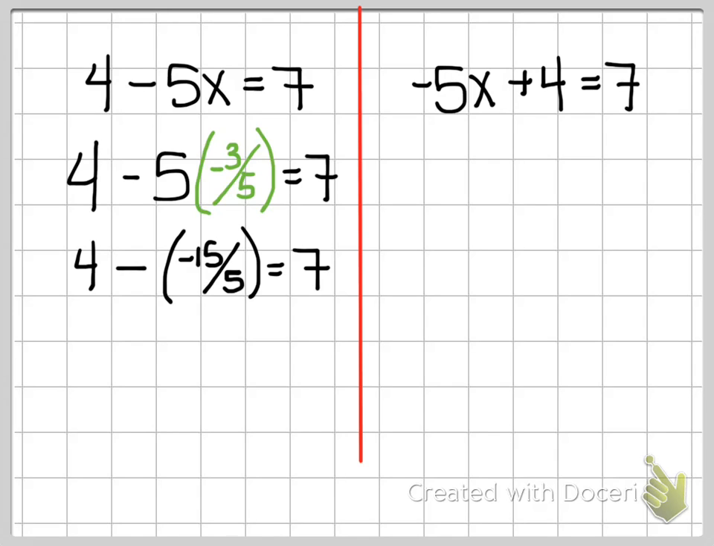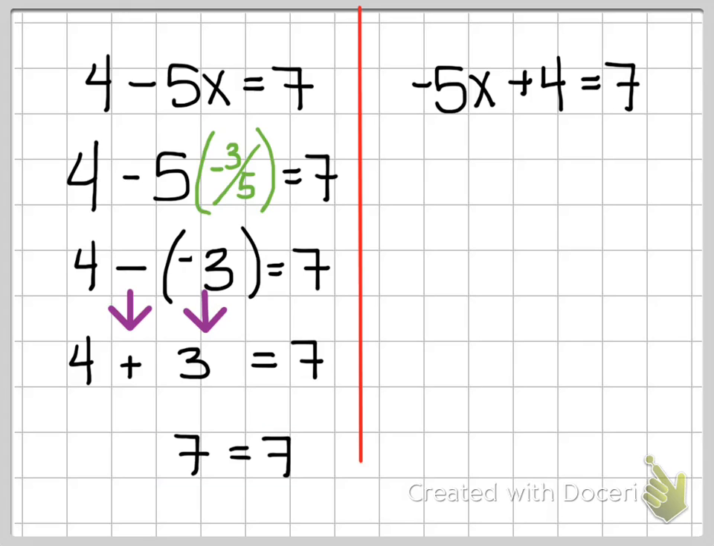Using the multiplication, because that's first in the order of operations, I see that 5 times the quantity of negative 3/5 actually gives me negative 15/5, which simplifies to negative 3. And we know from before that when I'm taking away negatives, I'm actually adding the inverse. So we don't necessarily even have to do subtraction. Everything's addition. 4 plus 3 is equal to 7. Well, we know that's true. 7 is equal to 7.